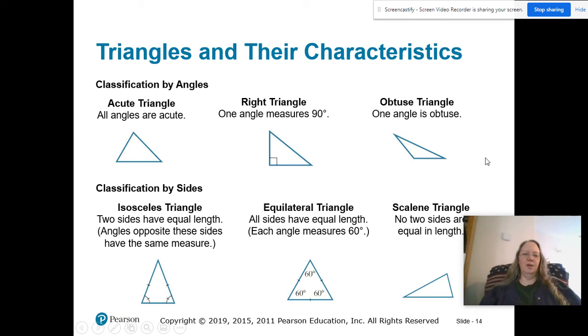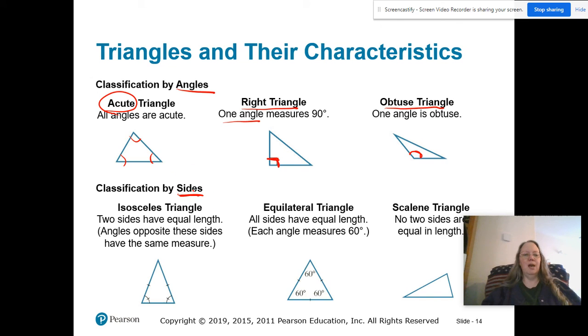All right, we can classify triangles in a couple different ways. We can classify by their angles, or we can classify by their sides. So if all of the angles are acute, less than 90 degrees, then we call it an acute triangle. If one of the angles is 90 degrees, we call it a right triangle. Not sure why, but we do. And if one of the angles is obtuse, then we call it an obtuse triangle.